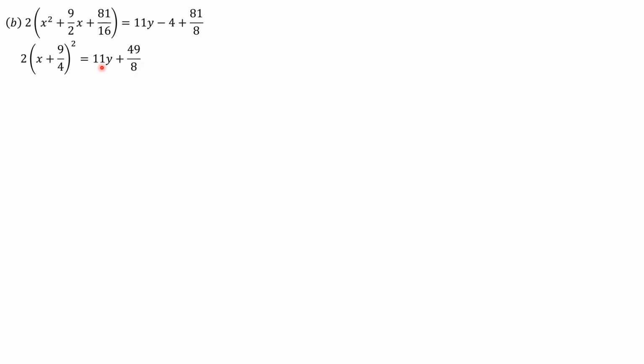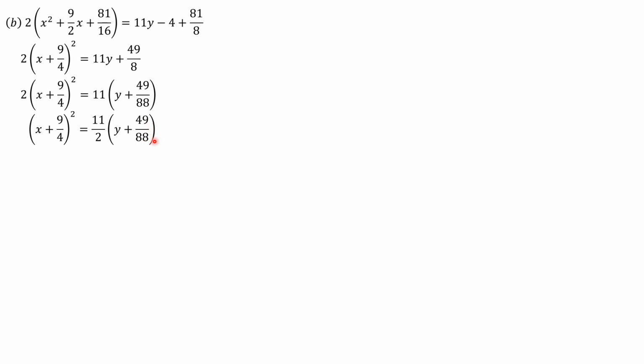Factor out 11. So 2 times quantity x plus 9 over 4 squared equals 11 times quantity y plus 49 over 88. So this is the parabola. Divide everything by 2 first. So x plus 9 over 4 squared equals 11 halves quantity y plus 49 over 88. So this is a parabola that is open upward. The length of the latus rectum is 11 over 2. So 1/4 of 11 over 2 is 11 over 8. P is 11 over 8. The vertex is at negative 9 over 4, comma, negative 49 over 88.